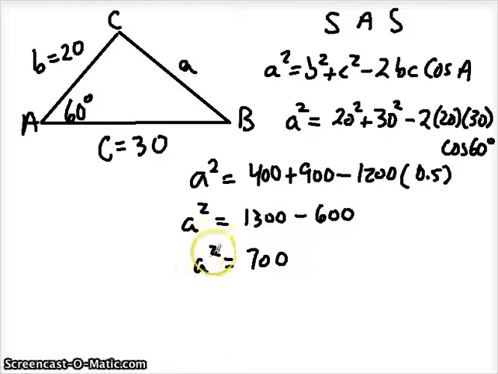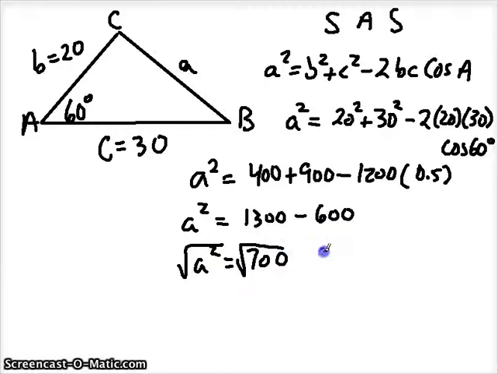And now to solve for A, the last step, to get rid of a square, you square root. And so A is approximately 26.5-ish. Alright, so now we know what the side length of A is, and we can set it up to solve for our two missing angles if you wanted to.